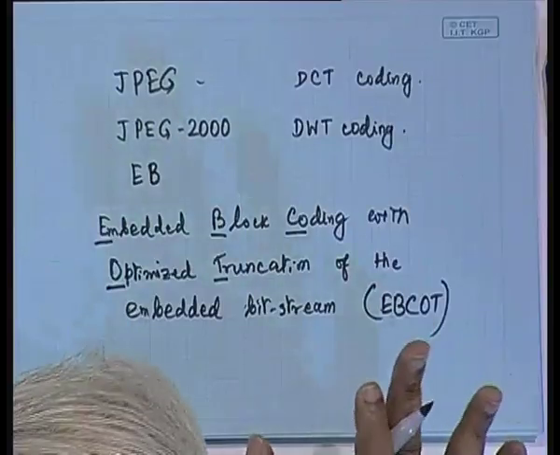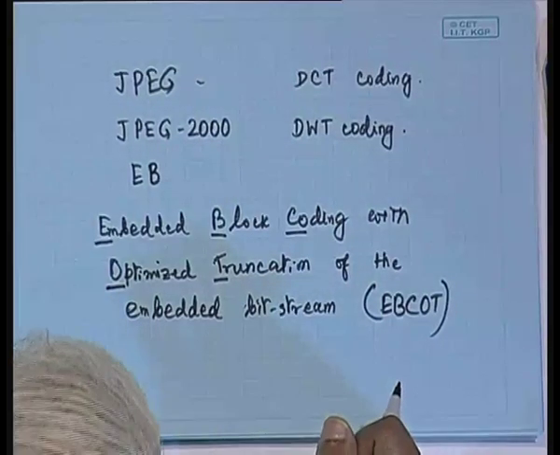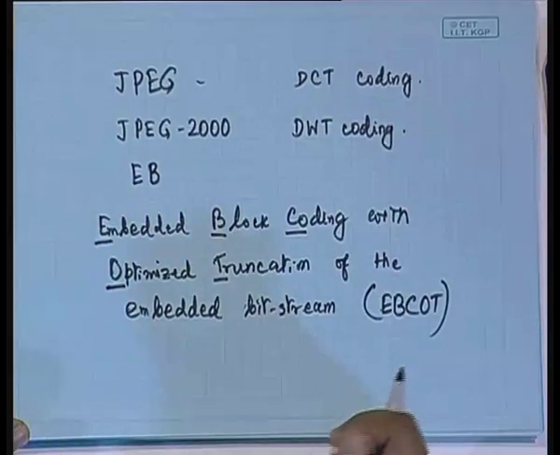Now, embedded coding we are familiar with, because Shapiro's technique is also a kind of embedded coding. Here it is called embedded block coding, because the samples within the subband, the coefficients within the subband, are subdivided into blocks and encoded blockwise. So, there is a block coding, and the beauty behind this technique is the optimized truncation.